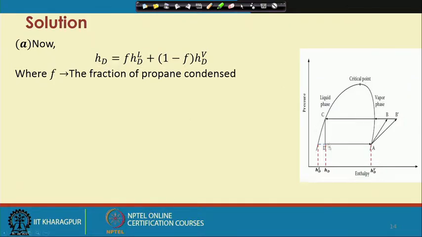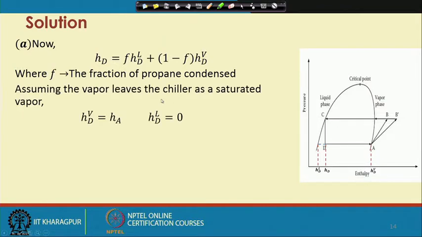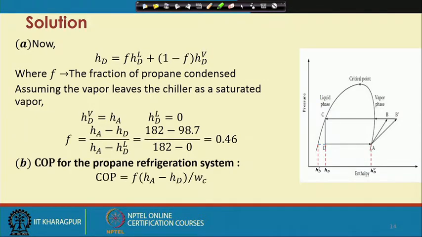Then we need to know HD, and we know that this will be somewhere here. To know this HD, we take the help of the enthalpies of the saturated liquid and the saturated vapor, and for this we need F, the fraction of the liquid present in the mixture. So, we write this formula to get the value of the enthalpy at this point. We take HdV to be the same as HA, because it is taken to be the saturated vapor, and we take HDL to be 0. From this formula we get this value: about 46% of the gas is being liquefied. The COP, from the formula we derived earlier in our lecture, we plug in the values and get about 1.1.